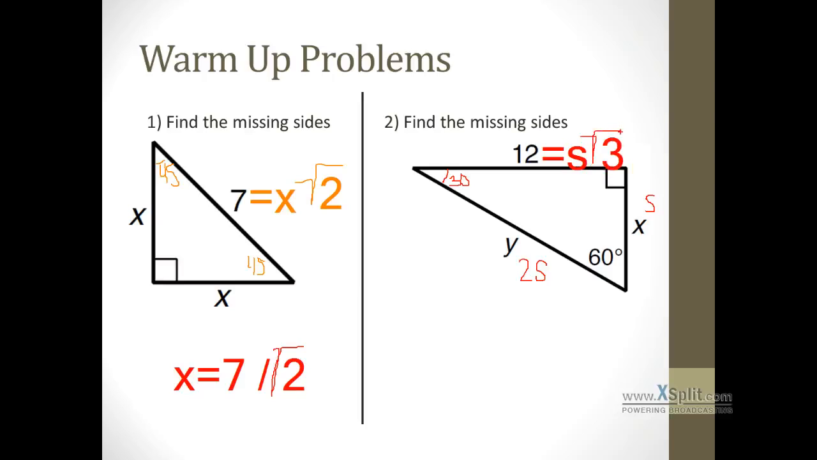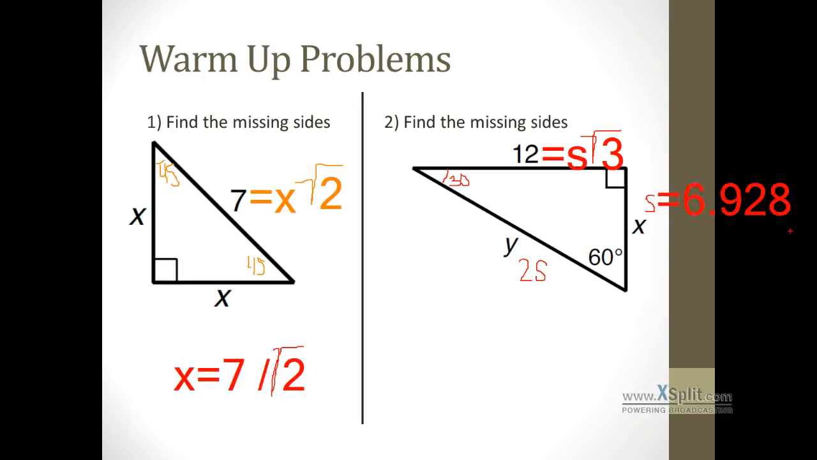You can pull the same type of thing off with this problem. I see that we have 12 equals S times root 3. You could divide both sides by square root of 3. I'm going to do that on my calculator. I recommend you do the same. 12 divided by square root of 3, and you're going to get about 6.928. That's the S value after you divide by root 3.